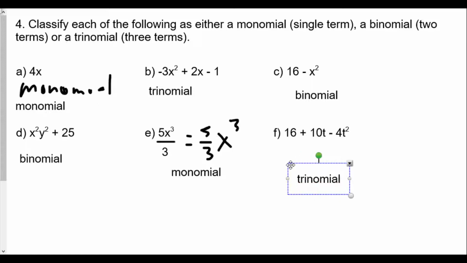Now, what happens when you have more than one term, or 2 terms, 3 terms? 3 terms, trinomial. What about 4 terms? Is it a quadnomial? Yeah, you could call it a quadnomial. What about 5 terms, quinomial? Yeah, maybe, but you know what? At that point, it's called polynomial. Okay, so that's question number 4.